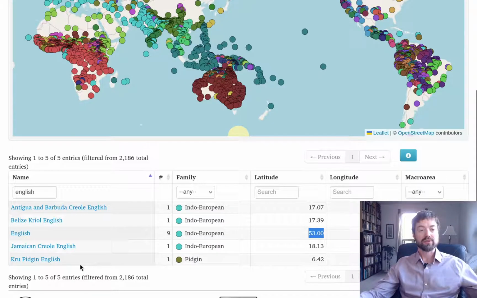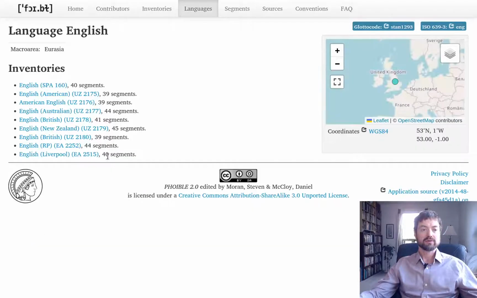These are Pidgins and Creoles, languages that are based on English combined with other local languages in some of these other places. Okay, so here we can see we have different inventories based on different varieties of English. Well, we don't see any Canadian. That's what I look for. Let's just go for a good old British English here.